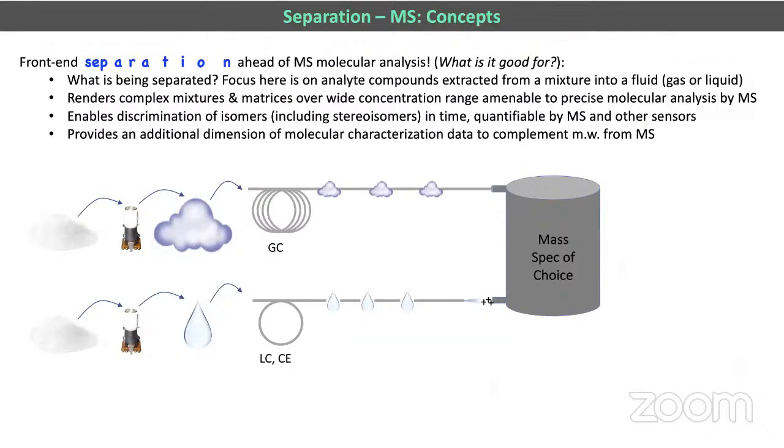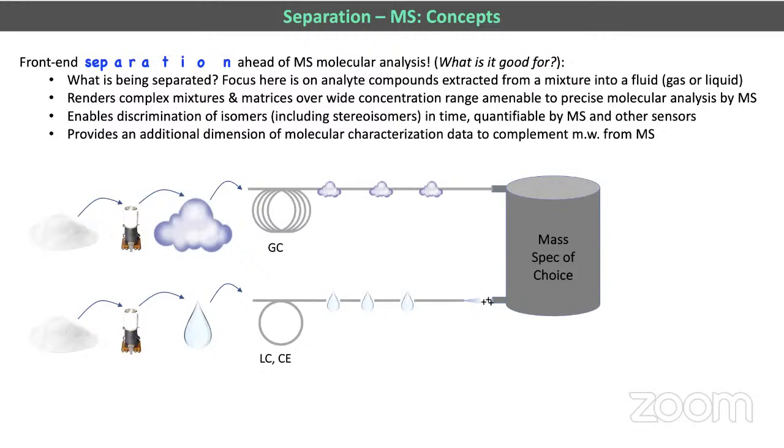That's all the basics. So if I were to start now drawing cartoons, here we get into a little bit more of the basic idea behind SMS. I'm going to stop saying separation mass spectrometry, or I'm going to run out of time. So the idea is we do want to separate molecules in advance of their molecular analysis by a mass spectrometer. So in particular, what is being separated? Here, the definition of the technique is really analyte compounds that are extracted from a mixture into a fluid, which is a gas or a liquid.